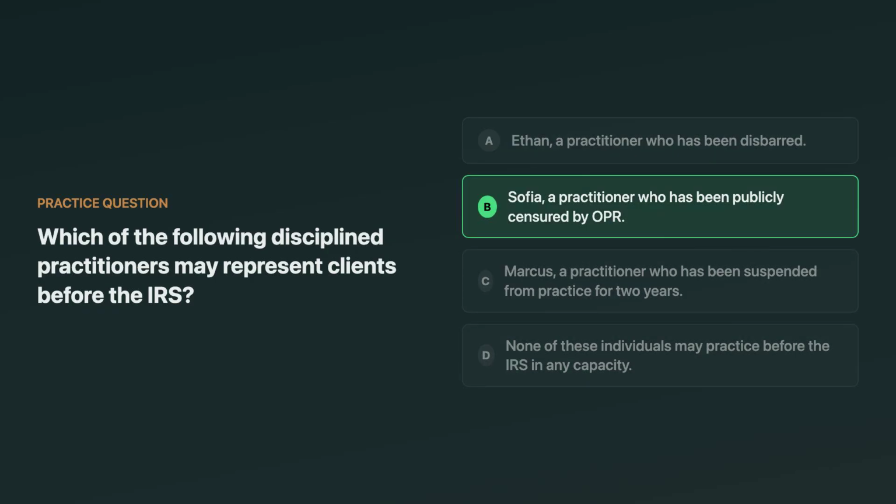The correct answer is Sophia, the practitioner who has been publicly censured. A public censure is basically a formal reprimand, and by itself, it doesn't bar the person from representing clients. The tempting wrong choice is none, because disbarment and suspension do stop practice, but censure doesn't automatically take away practice privileges.